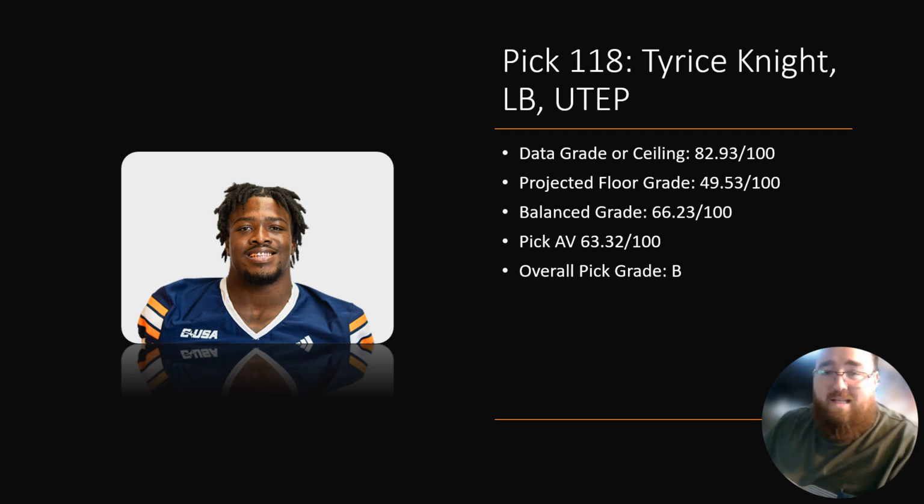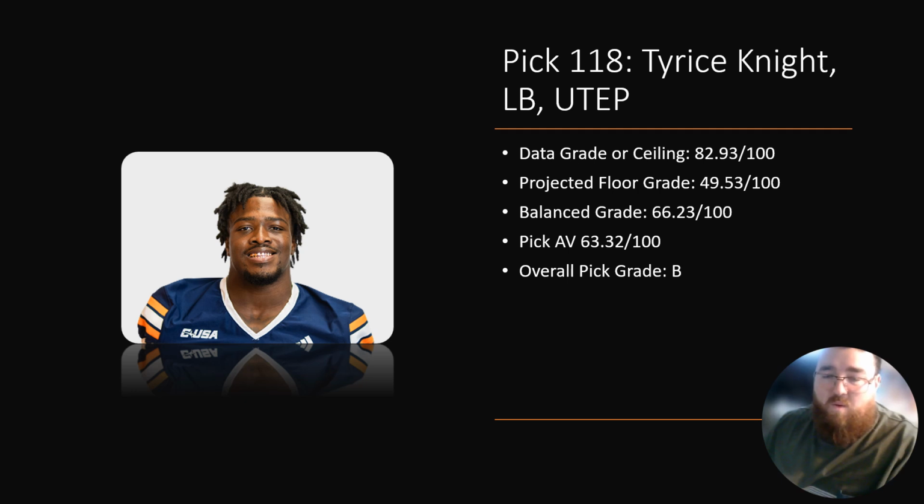Then, of course, you get to pick 118 and Tyrese Knight, linebacker out of UTEP. His data grade was 82.93. His floor is 49.53. Balance grade is 66.23. Pick AV is 63.32. And his overall pick grade would be a B.